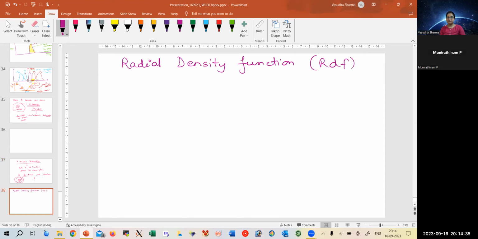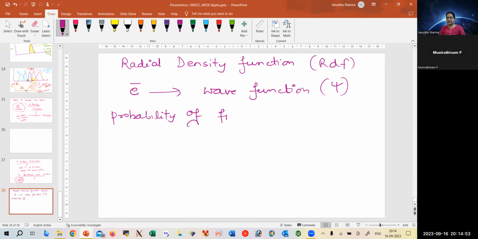Normally in quantum chemistry, the electron in an orbit is defined by a wave function. Its movement is defined as a wave function psi, right? And the probability of finding an electron in an orbit is defined as psi square. That's your density. These terminologies are clear.